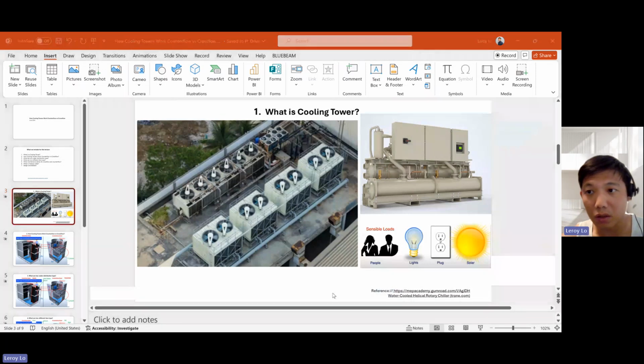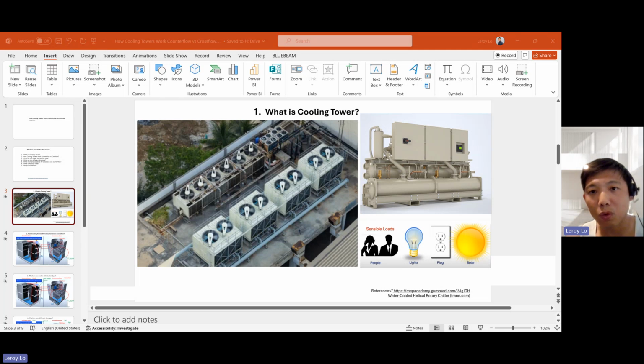Okay, that's good. So moving on to the next one. Let's talk about what is a water cooling tower. As you can see on the left side of the photo, cooling towers are used to remove the heat from water in water-cooled applications in industry.